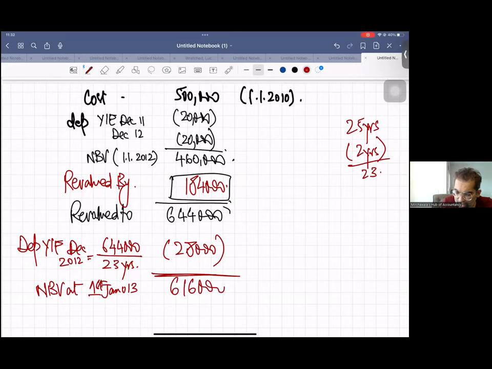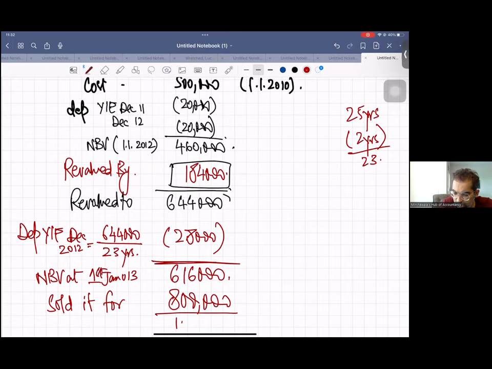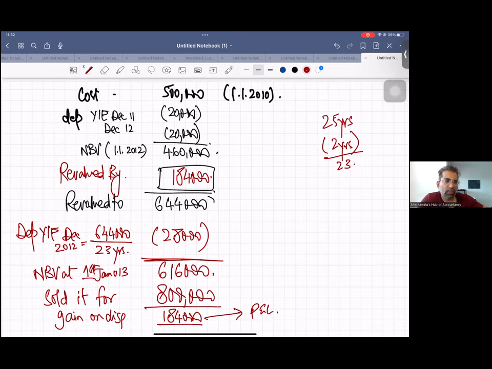And you sold it for 800,000. They are simply asking for the gain on disposal. It's 184,000. Yes. This is your gain on disposal or profit on disposal. This will go in the P&L. This is the answer. 184,000 is the answer.